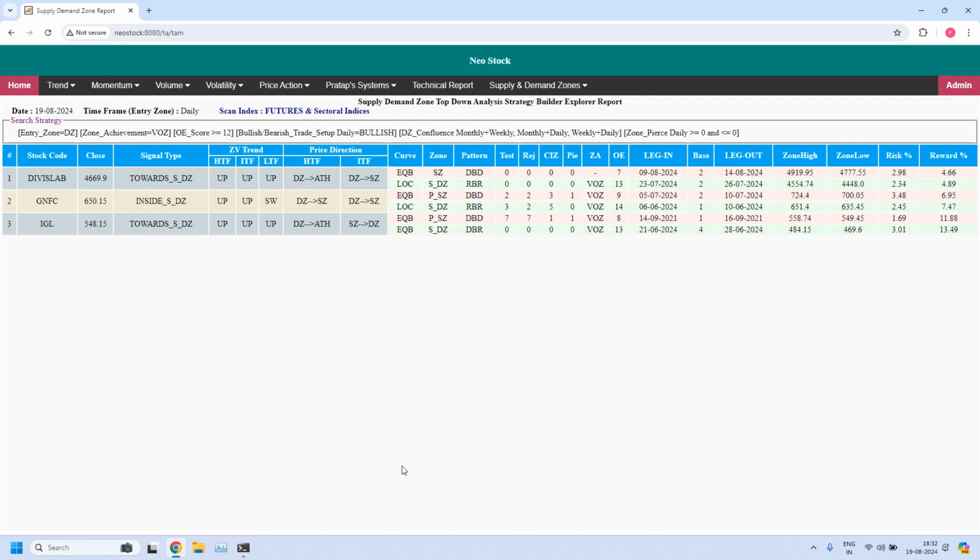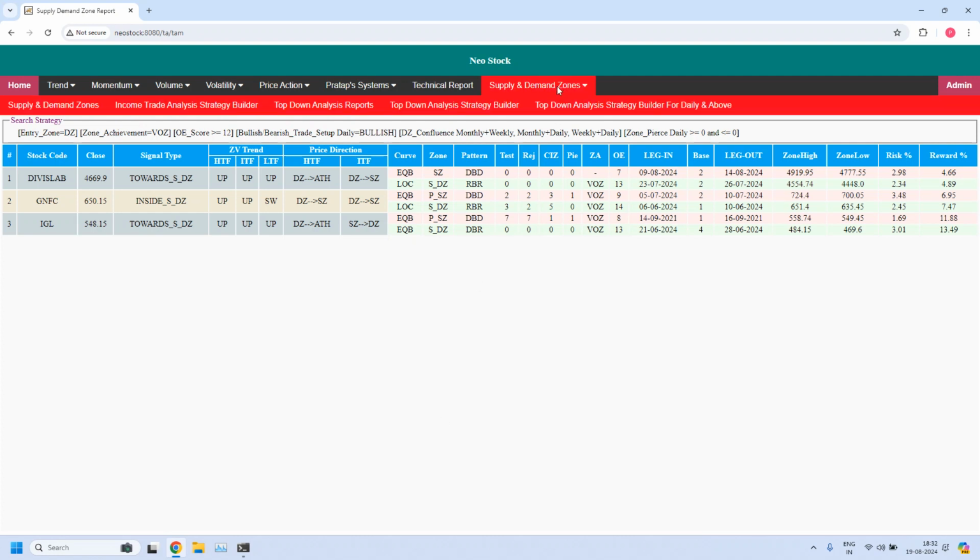Divis Lab we have already seen today in the high liquidity zone. We didn't get a trade, as the price did not enter. But still it is supporting a bullish trade setup. It is yet to get into the zone. Okay, this is about the bullish trade setup for the monthly income trade.